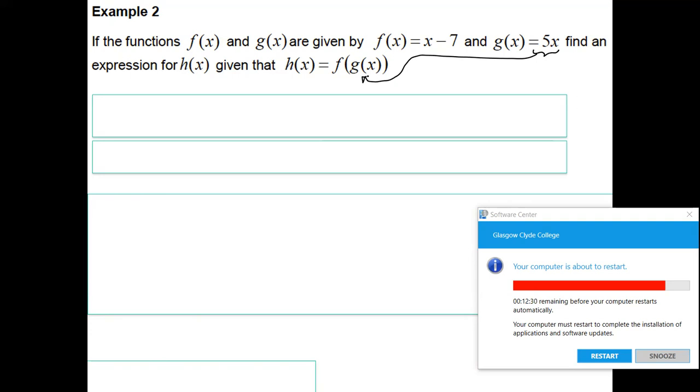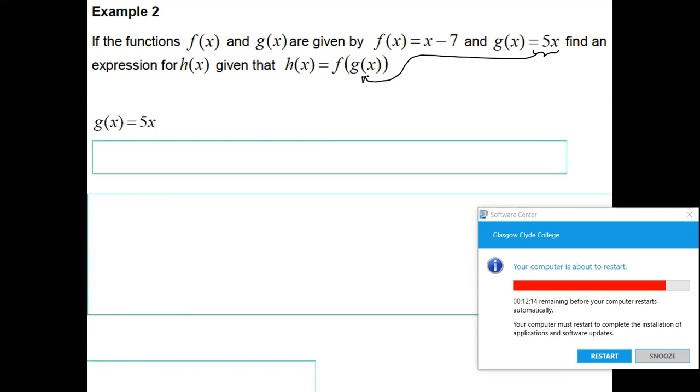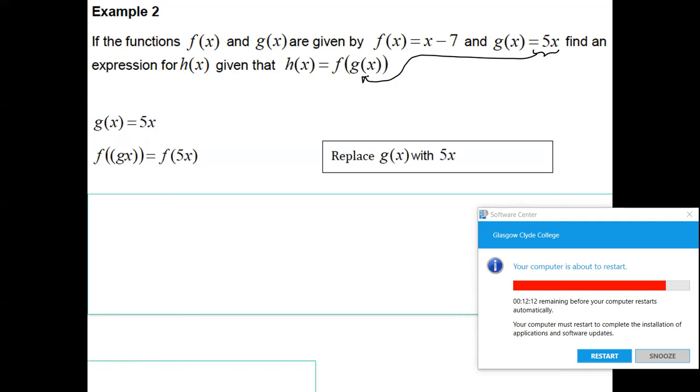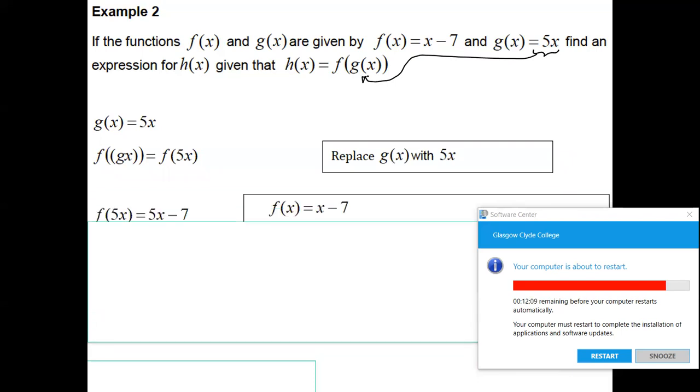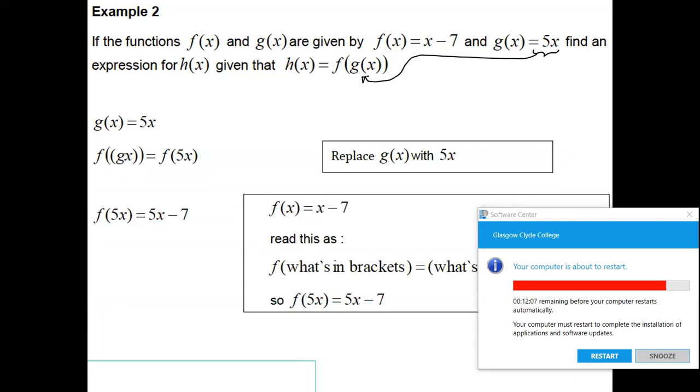So what's f of 5x? If f of x is x minus 7, f of 5x, you just replace the x with 5x. 5x minus 7, yeah. So g of x is 5x, then replace g of x with 5x, and you get 5x minus 7. Okay. So that was the question for this example, and you can double check it using your notes.